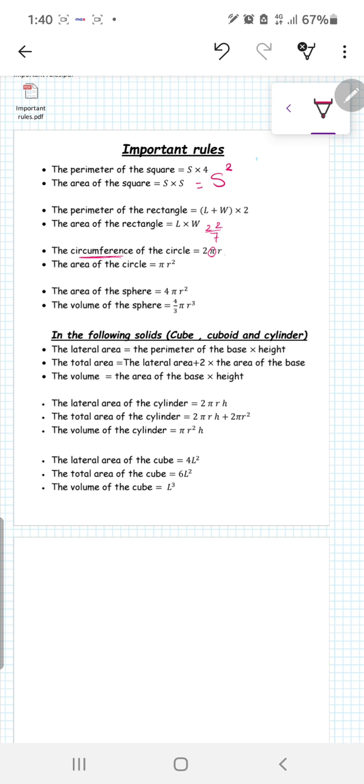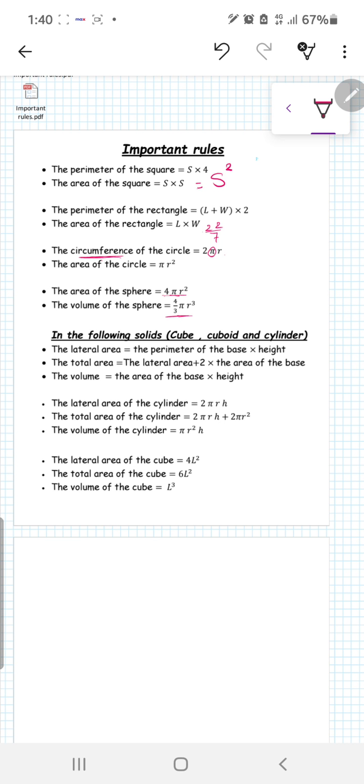We studied before the area of the sphere, 4 pi r squared, and the volume of the sphere, 4 over 3 pi r cubed. In some solids like cube, cuboid, and cylinder, the lateral area equals the perimeter of the base times the height. It's a general rule. The total area equals the lateral area plus 2 times the area of base. The volume equals the area of base times the height.